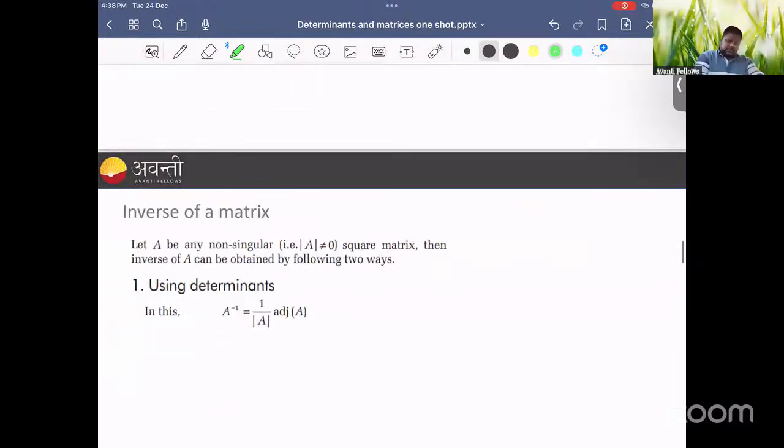Now again same thing, inverse of a matrix is adjoint A upon determinant of A. So if A is a non-singular square matrix, then inverse of A is this. Got it?